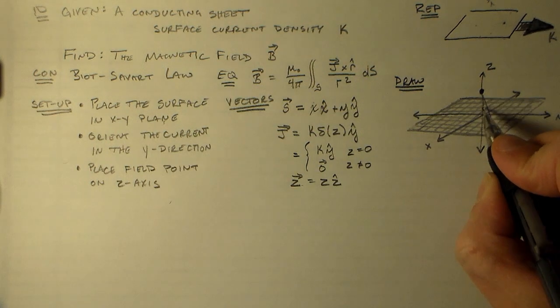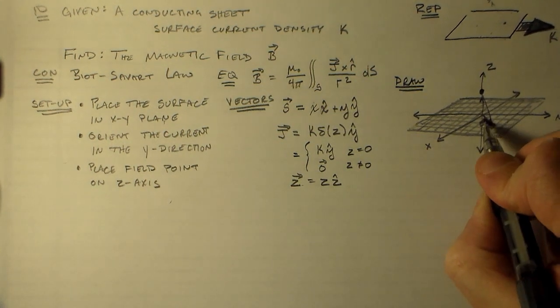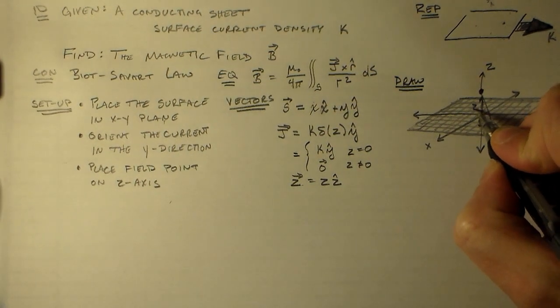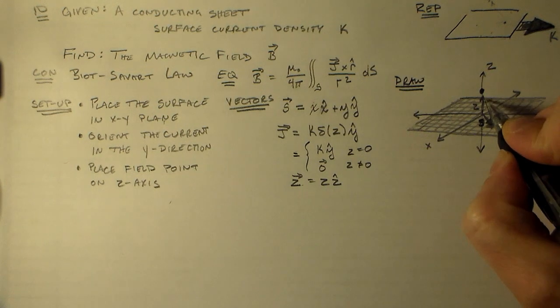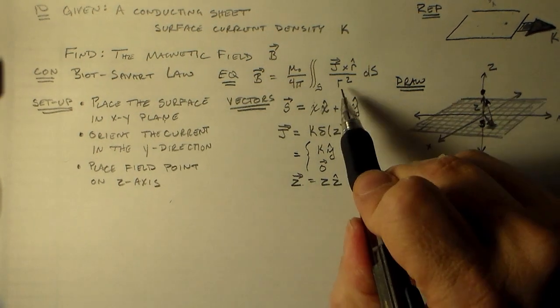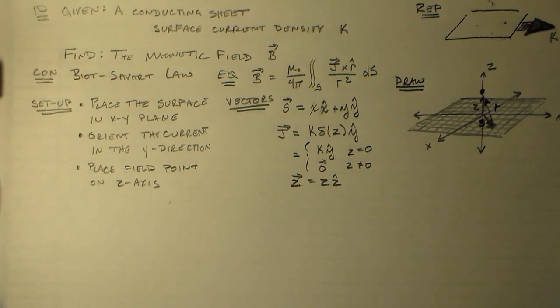And then this is Z. So that's S, which doesn't show up very well. S is that way, Z is that way, and from S to Z is going to be this R, okay? So we'll deal with that in just a moment.